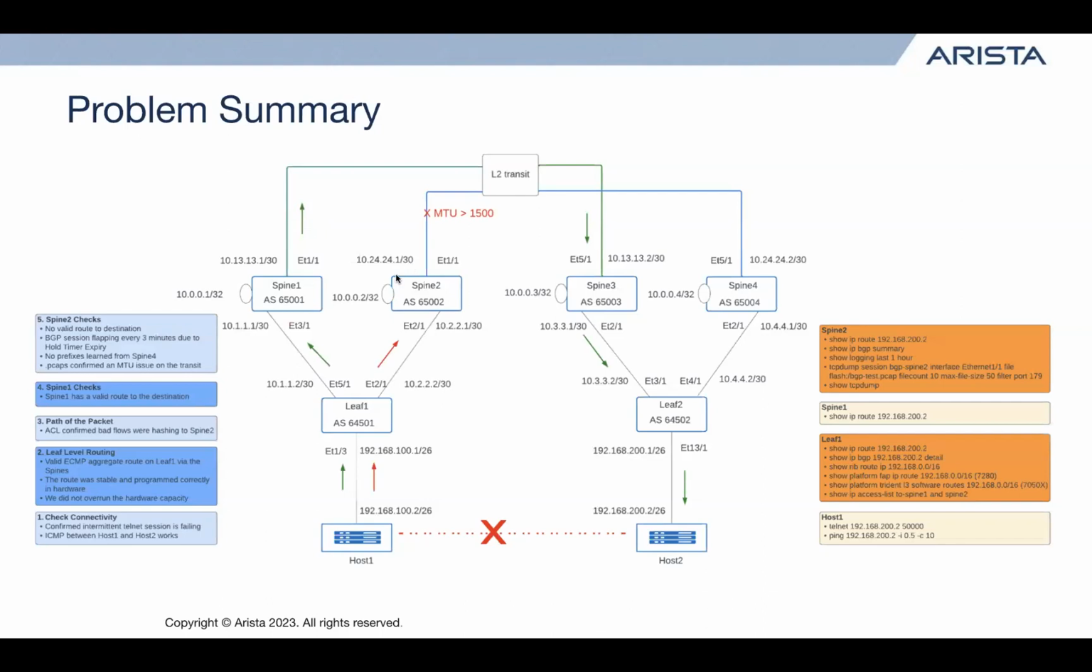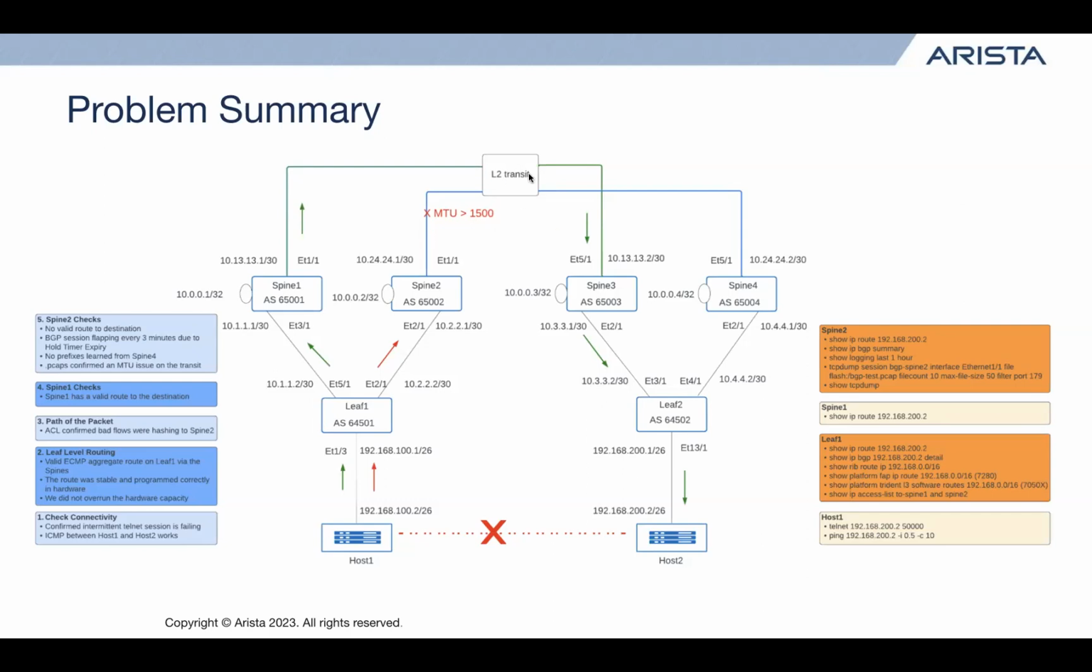When we went on to spine 2, we confirmed that while the BGP session with spine 4 was up, it was flapping every 3 minutes and no prefixes were being learned. So we used TCP dump captures to actually look at the BGP packets. And we confirmed that BGP packets were being retransmitted, and the ones that were being retransmitted were greater than an MTU size of 1500. This was causing our spines to withhold sending the keepalives, and that was ultimately tearing down the BGP session due to hold timer expiry.